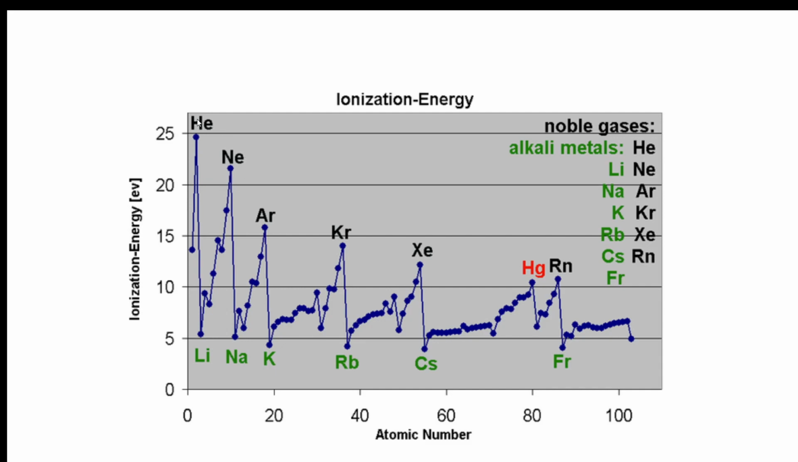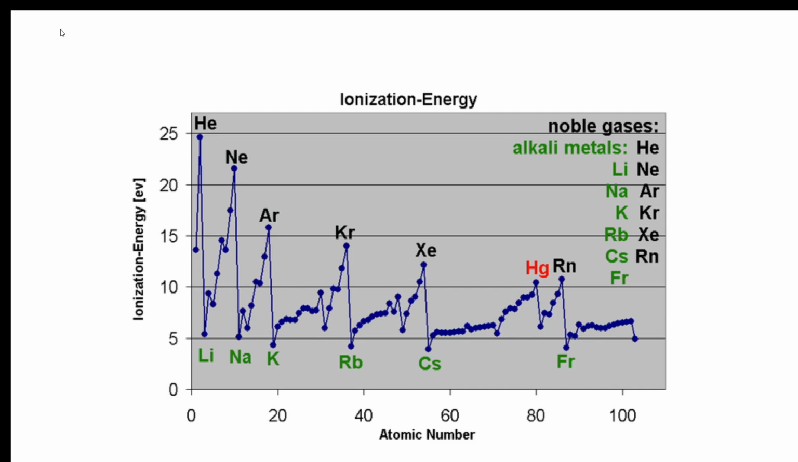And the other thing that you should notice is that the noble gases are the hardest to remove an electron from because they have the most amount of protons for each energy level. Okay, this is going to close us out for this review on periodic trends.